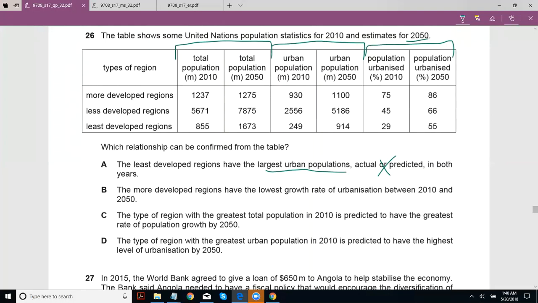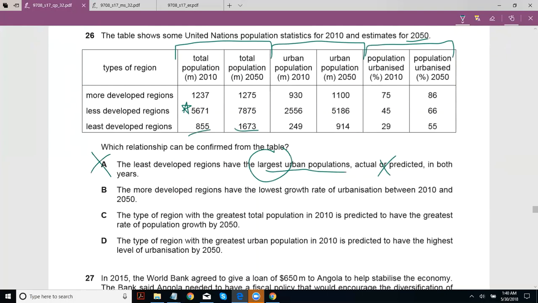Even if you look at this, you don't have to look at percentage or anything, because they ask for largest. So you can simply look at total population, these two, and you can clearly tell that it's significantly less than these numbers. So they don't have the largest urban populations. In fact, they have the smallest.